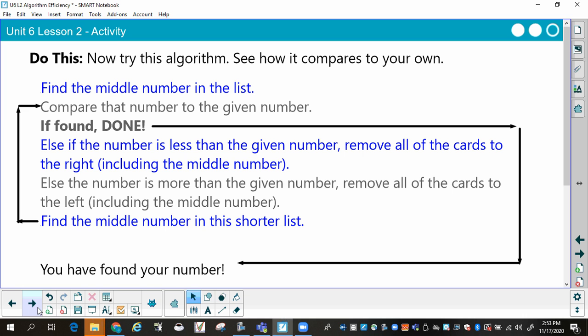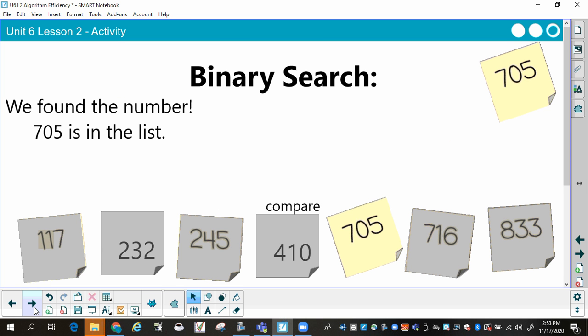number. Else, the number is more than the given number, remove all the cards to the left, including the middle number. Then find the middle number in the shorter list and go back up and repeat until either there's nothing left in the list, in which case your number is not in the list, or you found it. Pause the video and try working through this one. Okay, this is what we call the binary search.